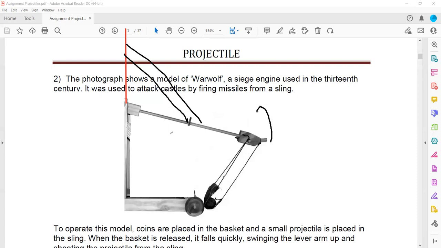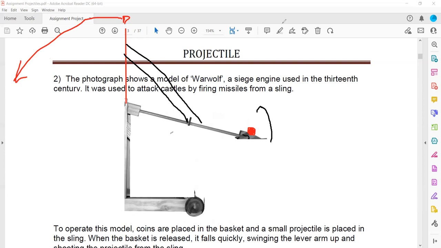this arm will go up, and the projectile is placed here, an object or a small piece of rock is placed here. So when this arm moves, the elastic strain energy changes to kinetic, and when this arm hits the vertical part, at that position the projectile will be launched and it will move in this manner. So this is what the student designed. According to the information given, that's the design of the student.